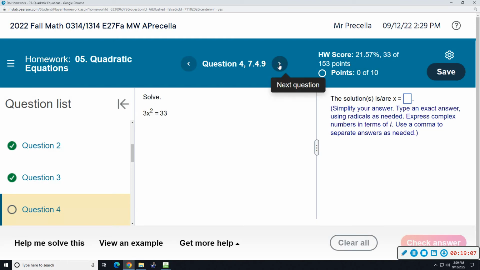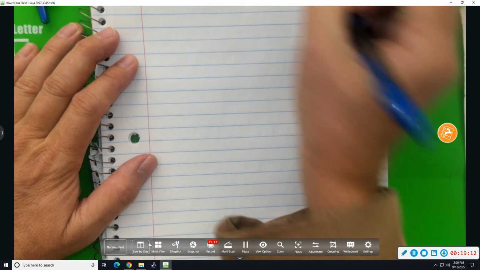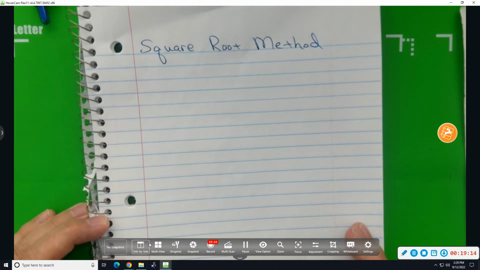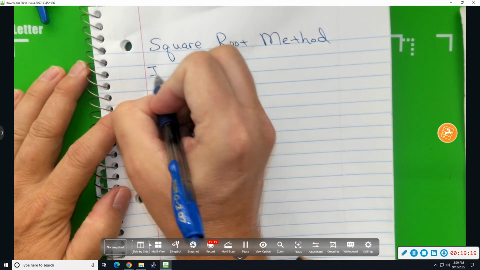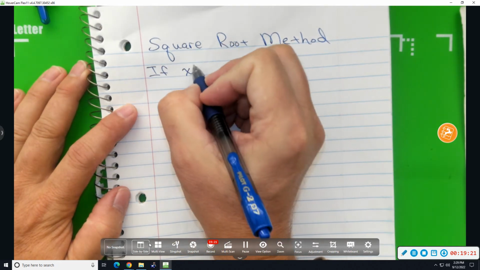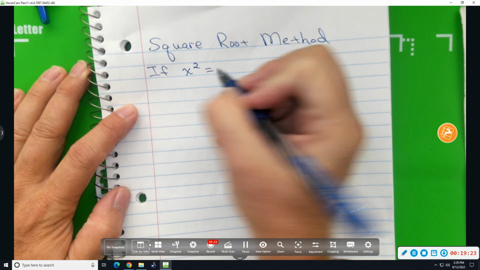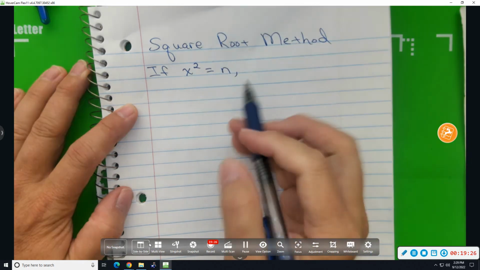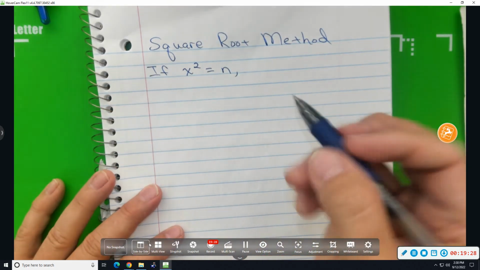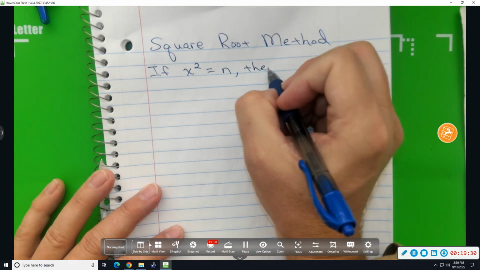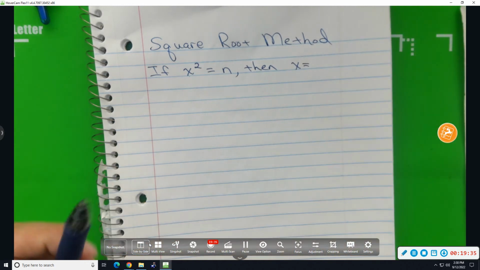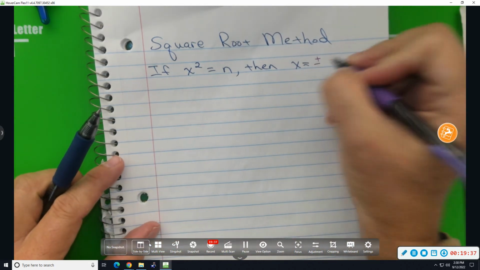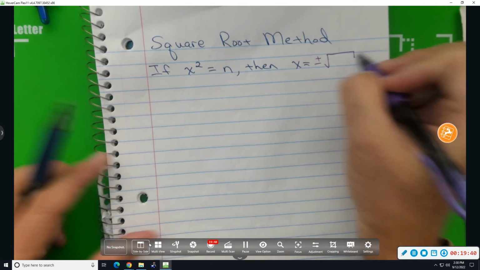The second method that we'll be using to solve quadratic equations is the square root method. I'm going to state it formally. It says that if you have something like x squared equaling a number, I'm using an n to represent a number, then x, the thing being squared, has to equal the positive or negative square root of that number.